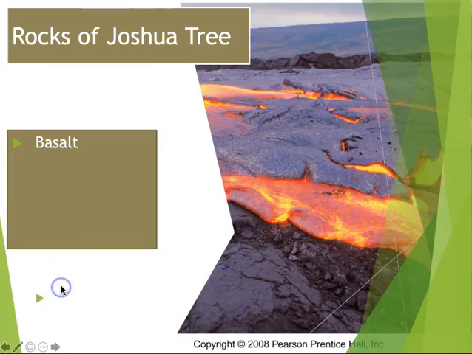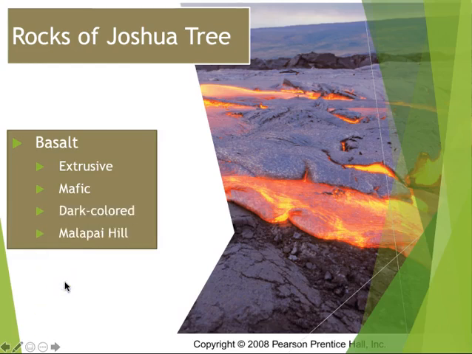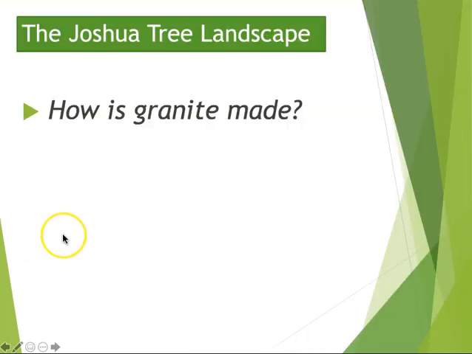Another common igneous rock is basalt. Basalt forms extrusively on Earth's surface and has a mafic composition, making it dark-colored. Malapai Hill, along Geology Tour Road, is made of basalt. How is granite made? Because granite is most important in terms of the landscape that draws people to Joshua Tree National Park, I'll discuss this rock in more detail.